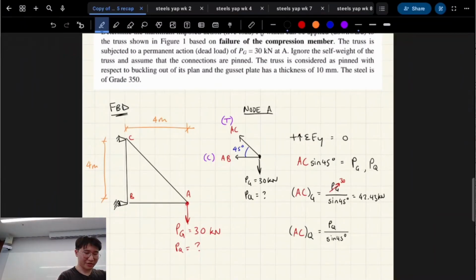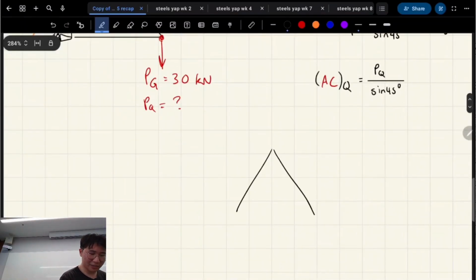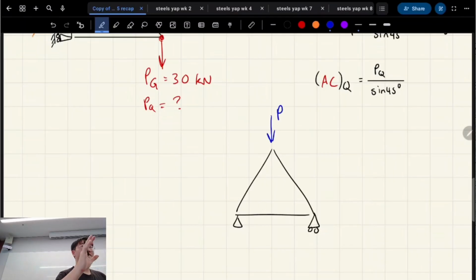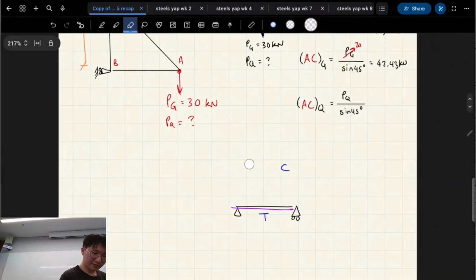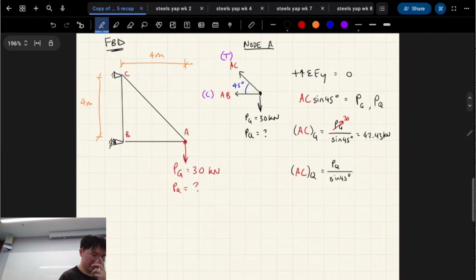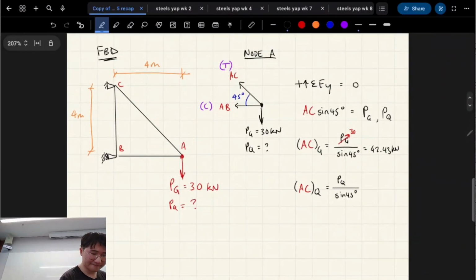Just going back to that question real quick. In your assignment 1, it looks like this, right? You should be able to just look at this and know which member's going to be compressed and which one's going to be in tension. These ones will be compressed, that one will be in tension because of how this shape will deflect, right? So that's the idea. Your understanding of trusses will help a lot when you're doing tension and compression questions.